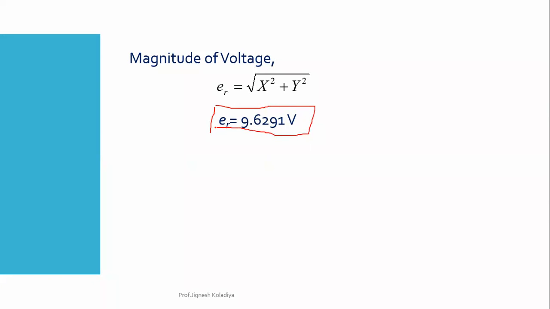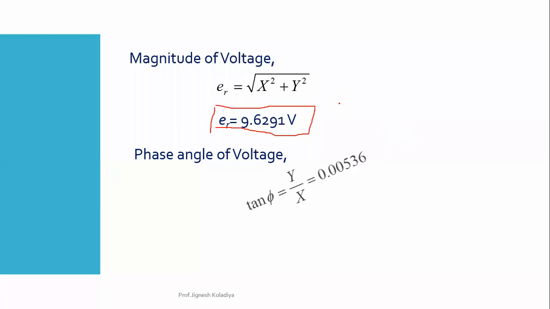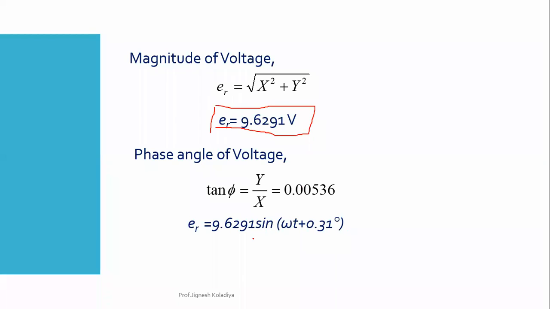ER is equal to 9.6291. And if you take tan inverse y by x, you will get the phase. This is only tan phi equals y by x. So phi means tan inverse, you can do over here, and you will get 0.31 degree. And this is my final answer. Always write the final answer in this manner. Okay.